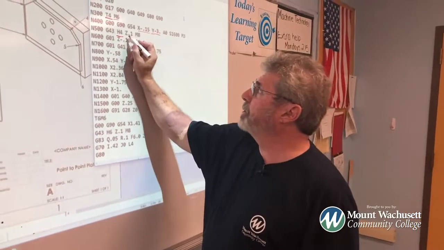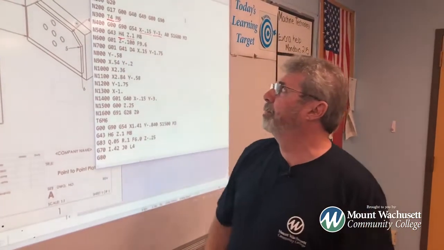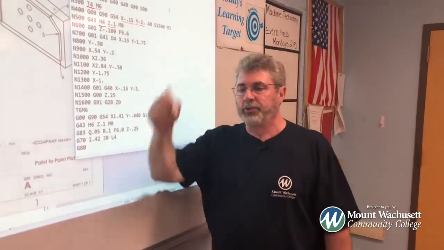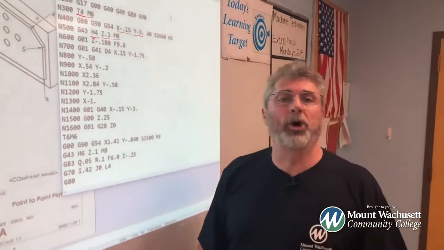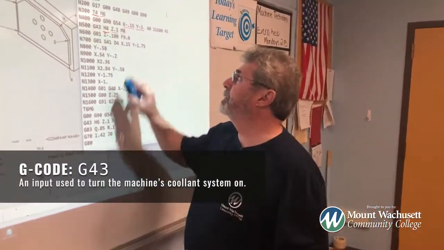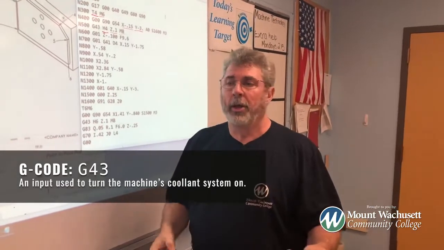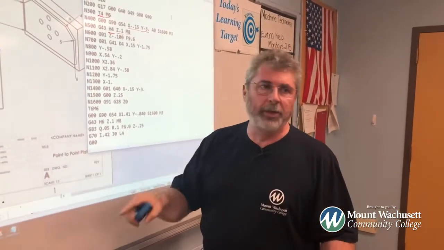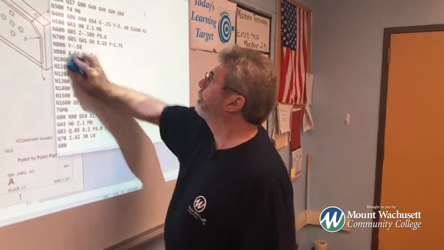On that line also it says Z.100. That means rapid it down to 100 thousandths above the part now. M8, turn the coolant on. Okay, I'm going to be running coolant on this part. So you have to tell the machine to turn it on. If you want to turn it on manually, there is a button on the machine, but I like to tell it to turn on in the program.